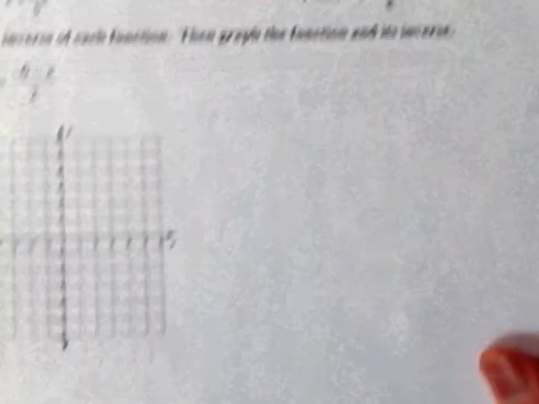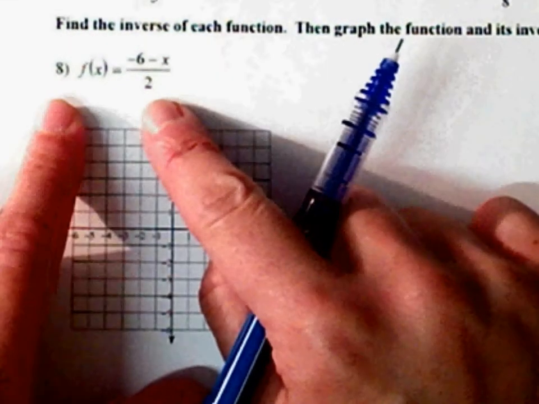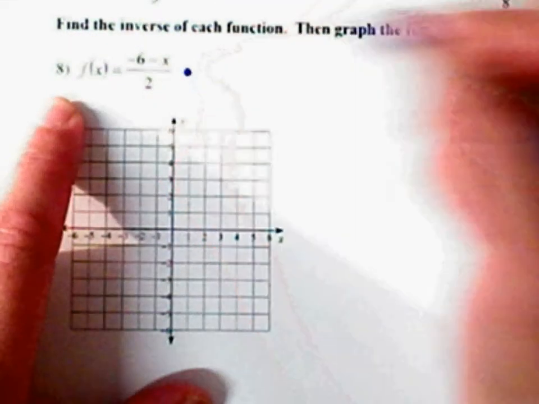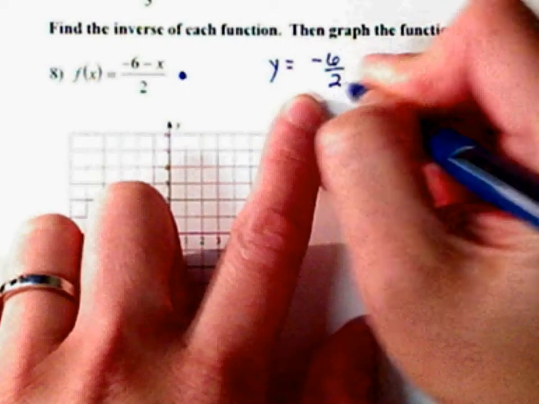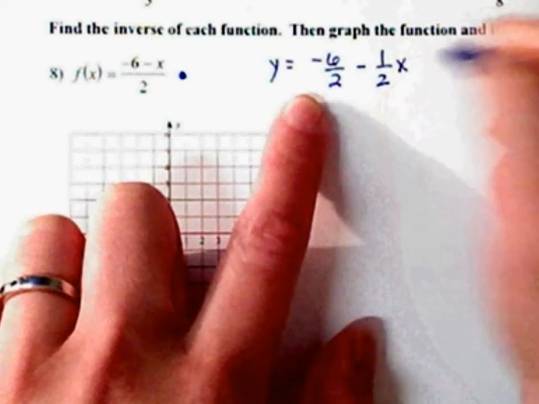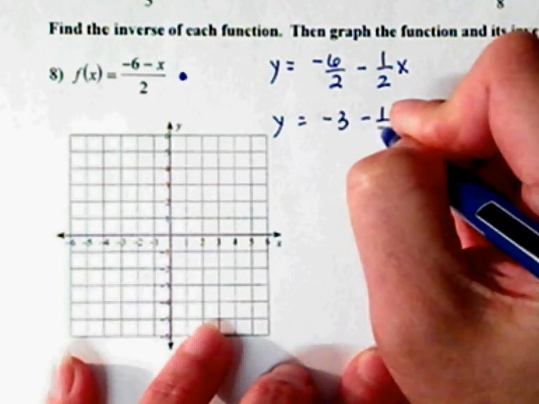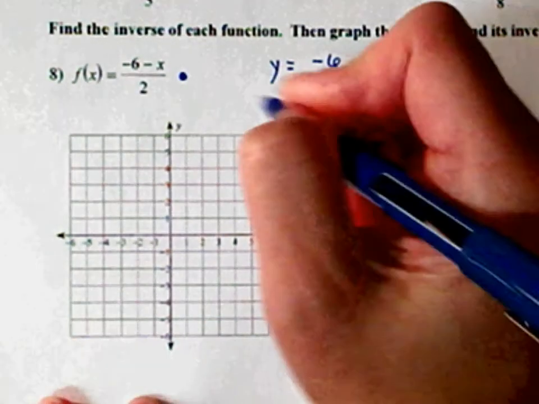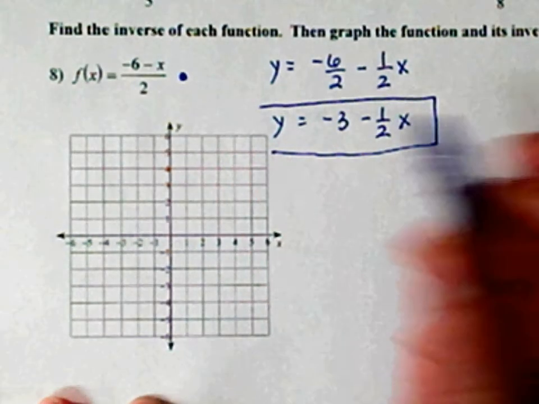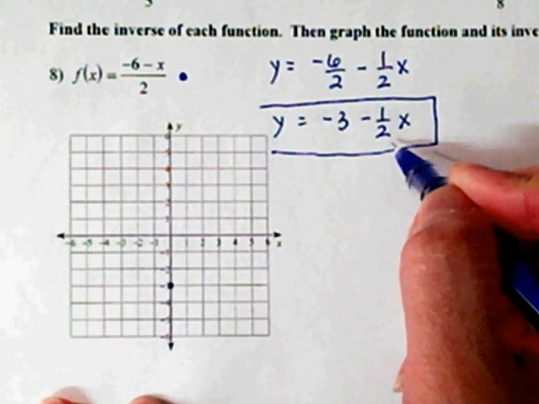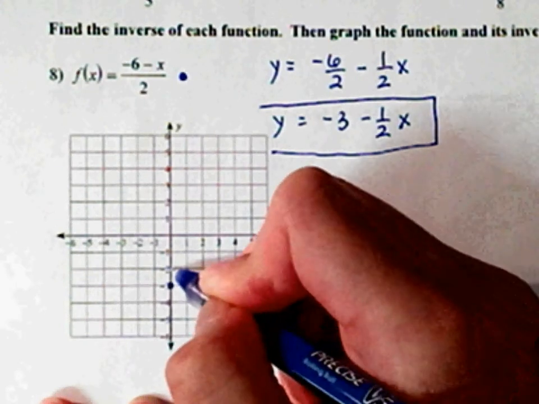Number 8. Okay. First of all, I'm going to graph this function so you guys can see what it looks like, and I'm going to do it in blue. So I have y equals negative 6 over 2 minus 1 over 2x. And now I'm going to simplify. This is your original function. Negative 3 minus 1 over 2x. Okay? Y equals mx plus b. So now I can graph. Negative 3, my slope is negative 1 over 2. Down 1, right 2. Or you can go up 1, left 2. And there I have my line.